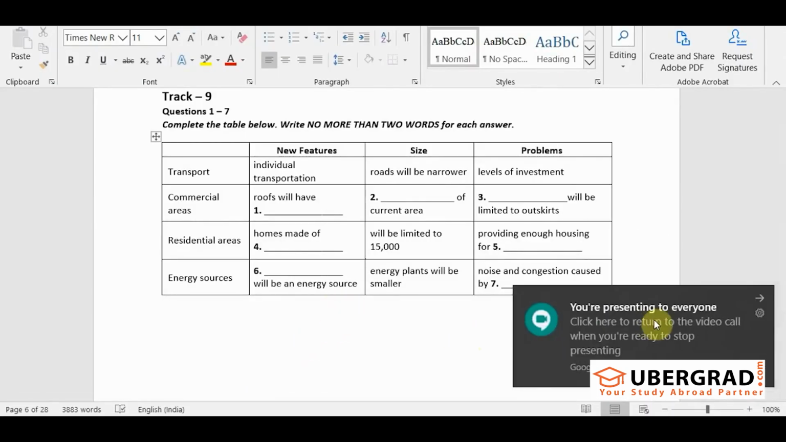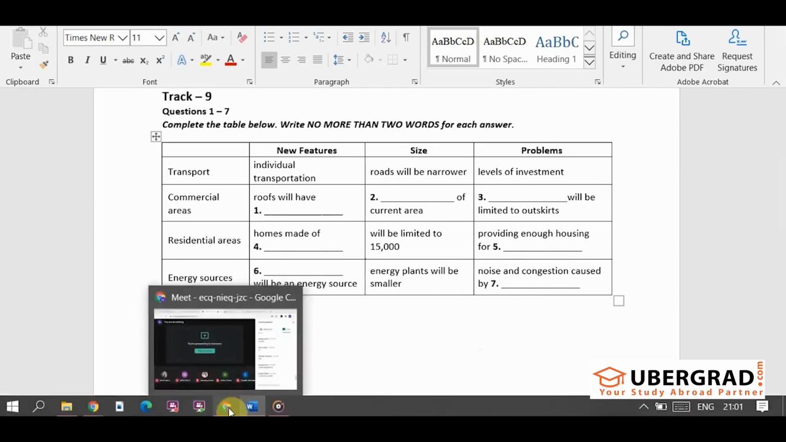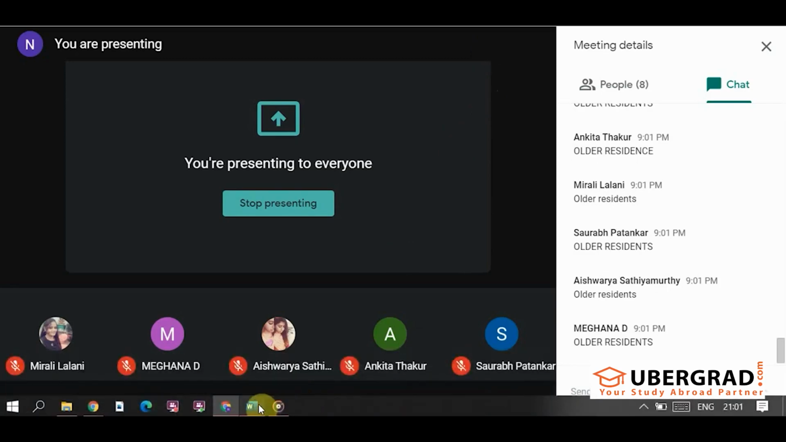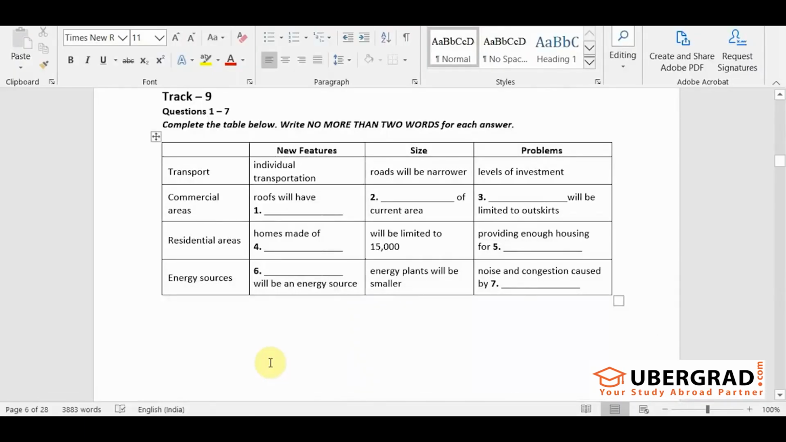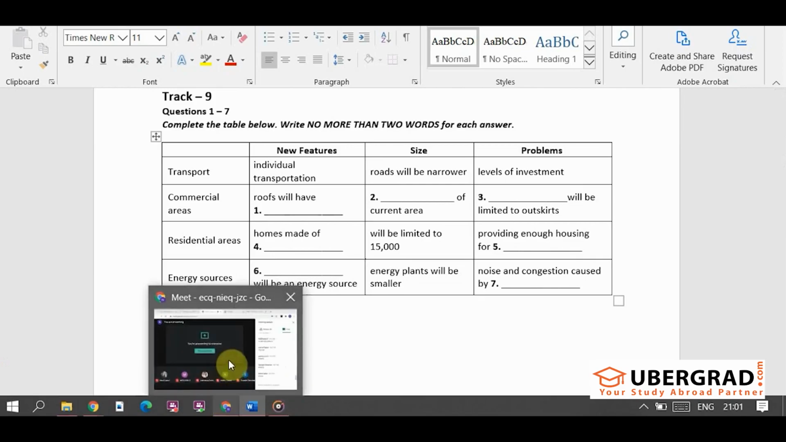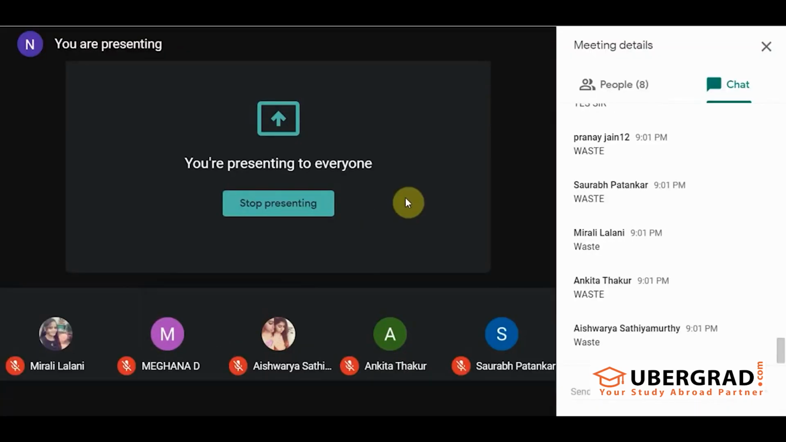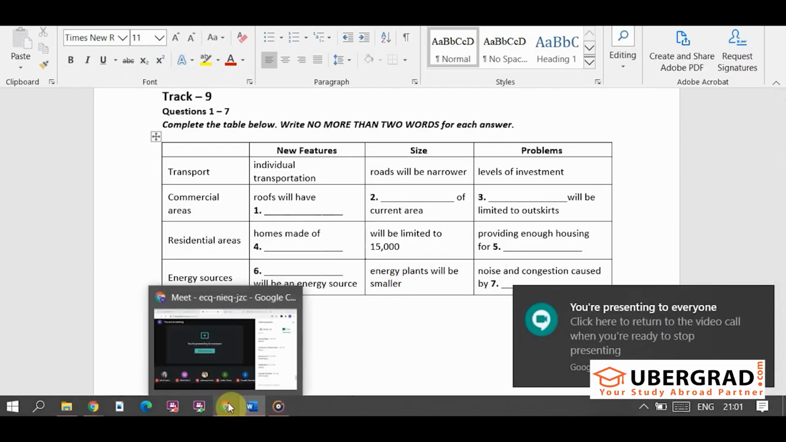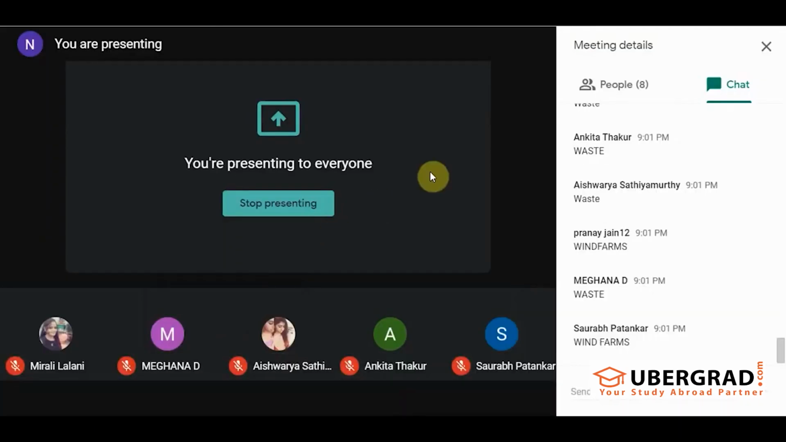Next one. Providing enough housing for. Ankita, residence is a place, right? But this question is asking for people. So people are residents, right? Older residents. Yes, not older residents. Got it, Ankita? Next one. What will become an energy source? Waste will become an energy source. Good. Next. Okay. Last one. Wind farms. Alright. Good.